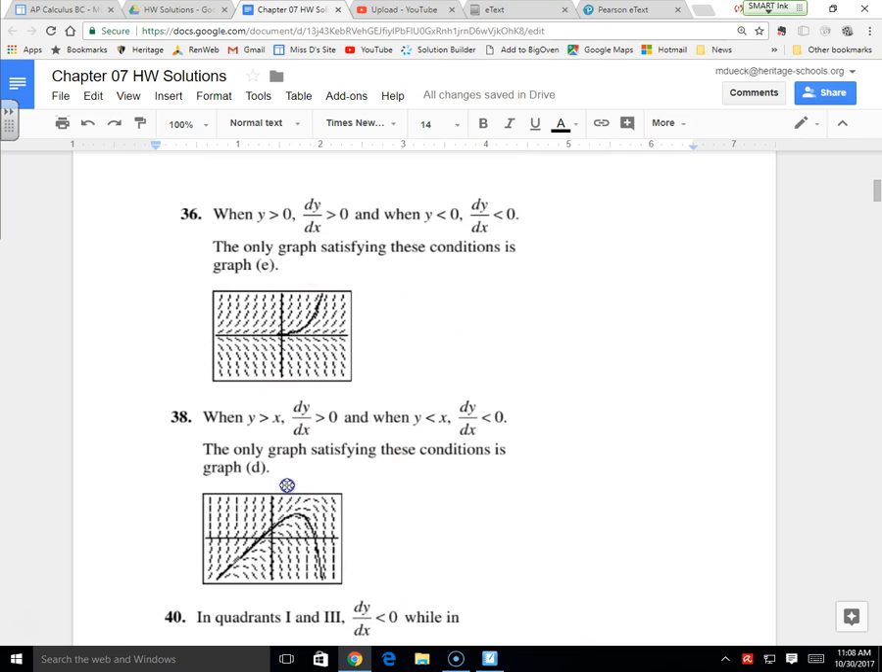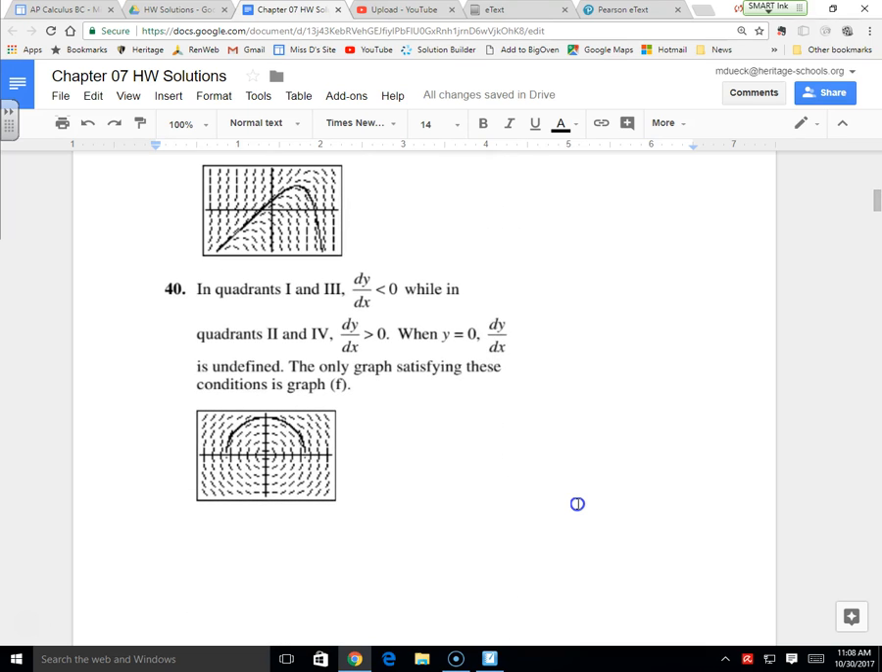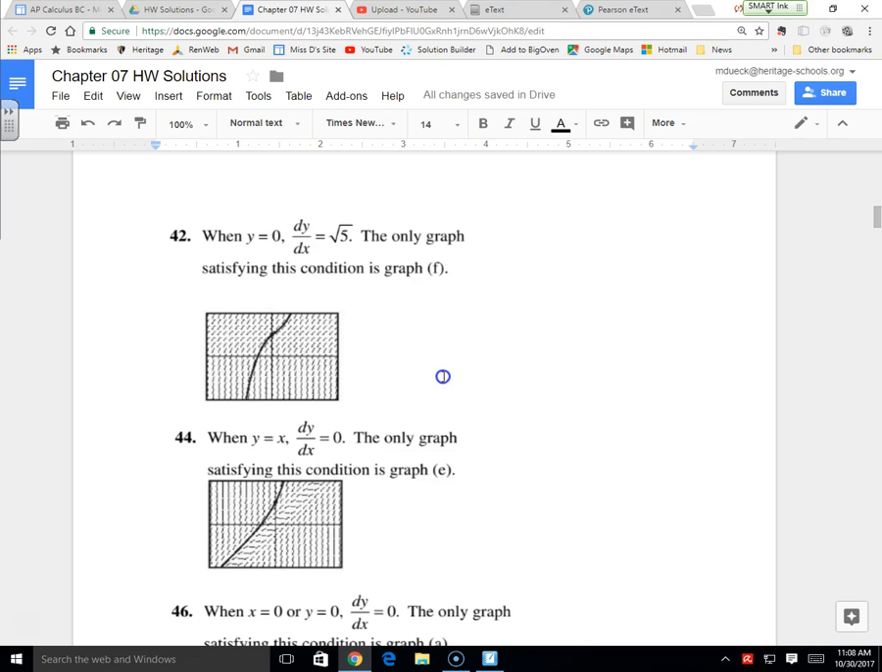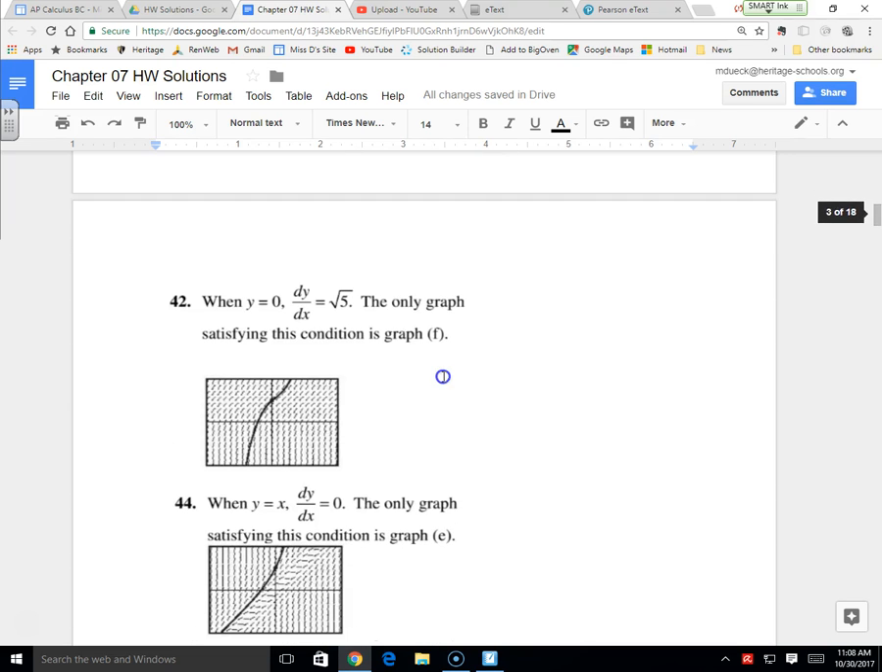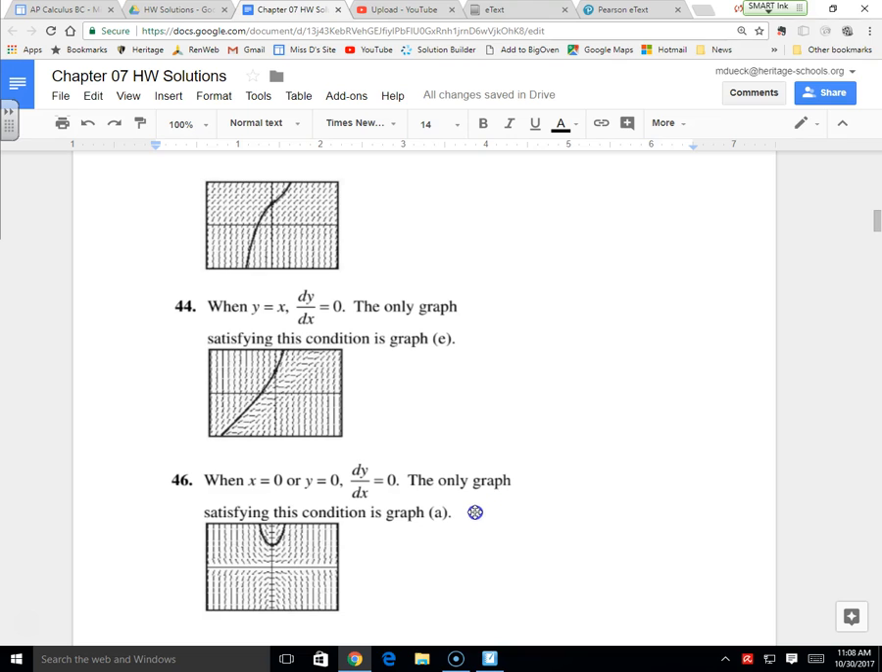Number 36, E. Number 38, D. Number 40, F. Number 42, F. We have to do 34, 46. Number 44, E. Number 46, A.